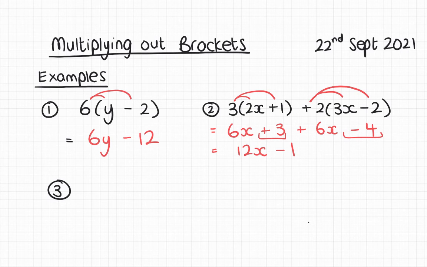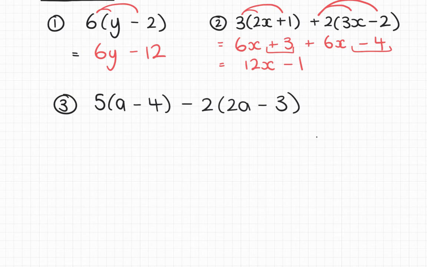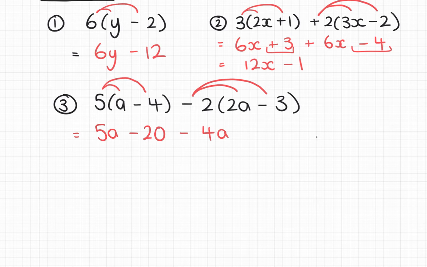We said, well, what would happen if we had 5 brackets (a minus 4) minus 2 brackets (2a minus 3) to multiply out? So if we had this one to multiply out, again, exactly the same thing. We're going to have 5 times a is 5a. 5 times minus 4, minus 20. And then the next side is going to be minus 2 times 2a. That's minus 4a. And a negative 2 times a negative 3. A negative times a negative is a positive. That's going to be plus 6.